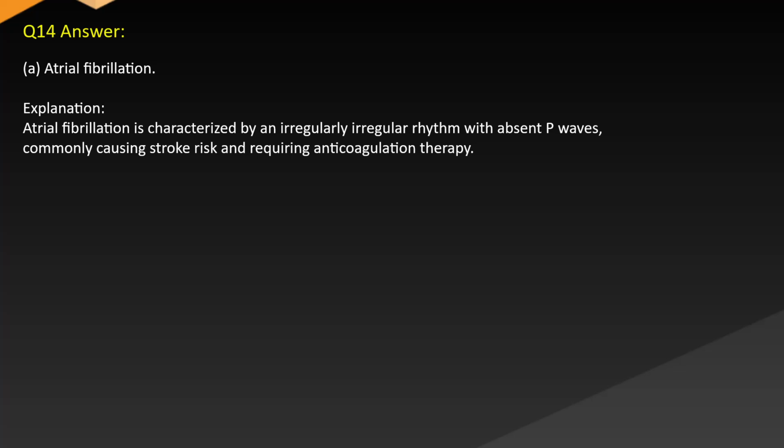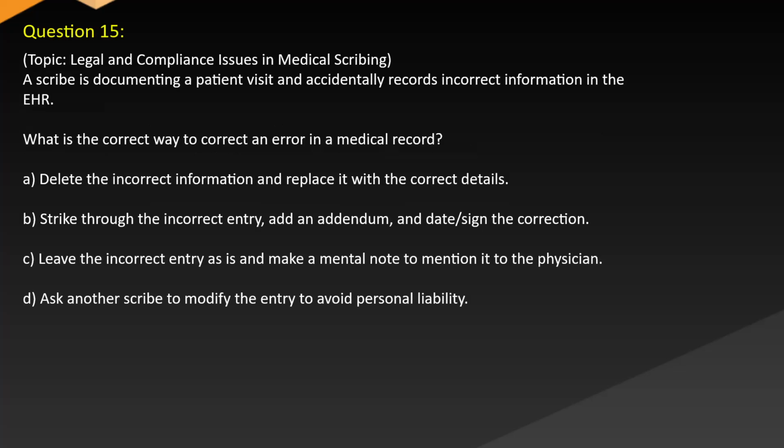Explanation: Atrial fibrillation is characterized by an irregular rhythm with absent P waves, commonly causing stroke risk and requiring anticoagulation therapy. Question 15. Topic: Legal and compliance issues in medical scribing. A scribe is documenting a patient visit and accidentally records incorrect information in the ER. What is the correct way to correct an error in a medical record?